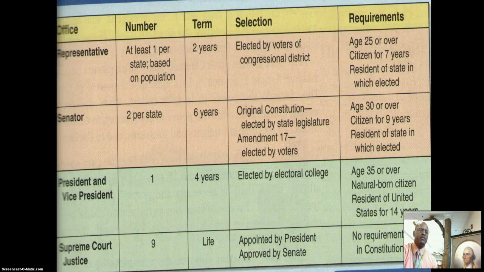Here's just a quick snapshot of what we talked about in terms of the amount of years each of these positions can serve, how they're elected, and what the requirements are. We'll look at that further as we get into our section on citizenship.